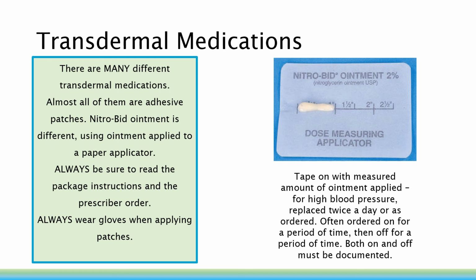Taped on with a measured amount of ointment applied for high blood pressure, replaced twice daily or as ordered. Often ordered for a period of time, then off for a period of time. Both on and off must be documented on your MAR.